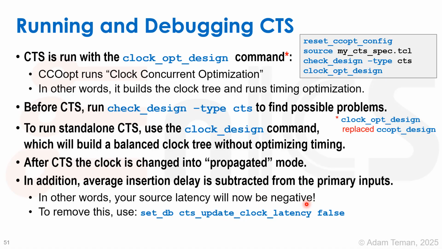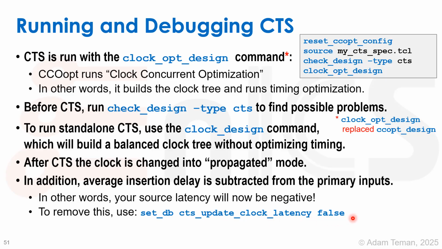That will start from a negative type of source latency, and this is very strange. So sometimes you don't want to use this, especially if you use something like a set max delay. So you can remove it, and it is kind of easier to read the timing reports. To do that, we do set db CTS update clock latency false.